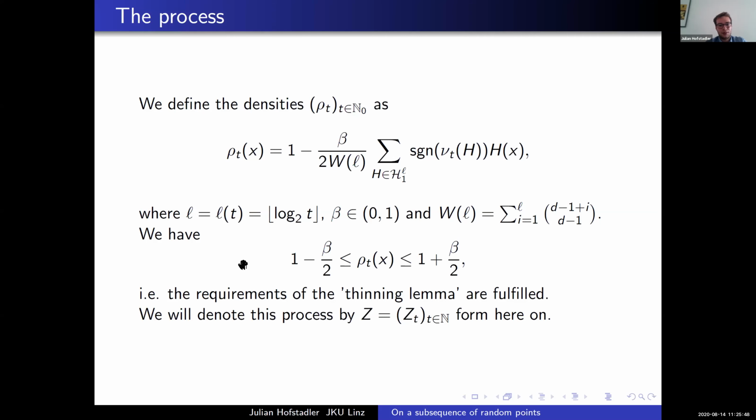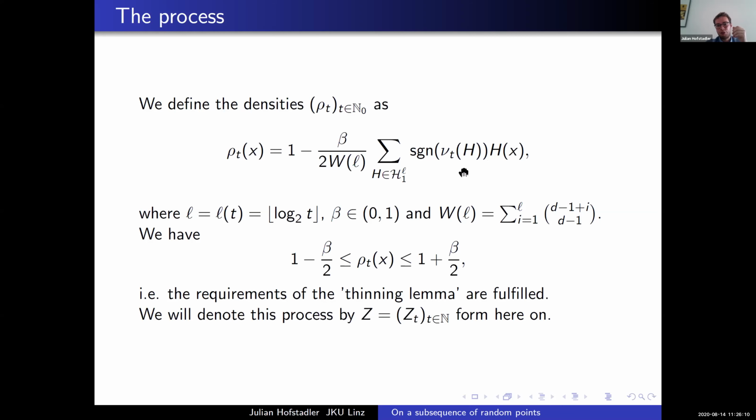And I almost forgot, it's not hard to check that in fact the condition for the thinning lemma is fulfilled in each step. So indeed we get a 1 plus beta thinned sample where beta is free to choose.